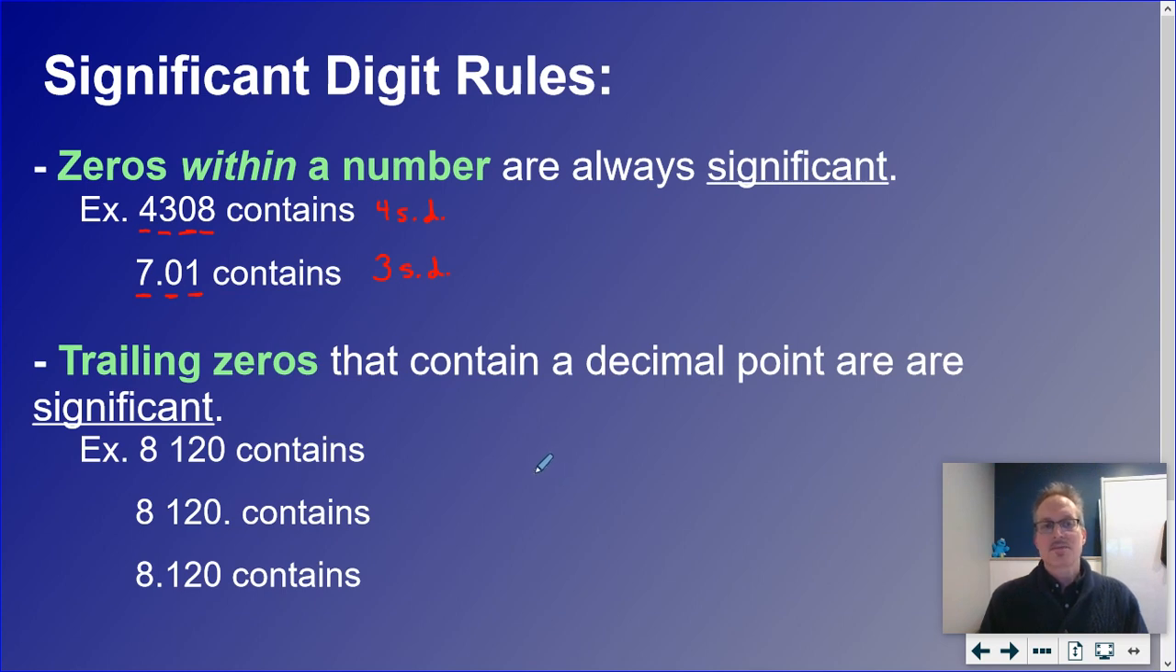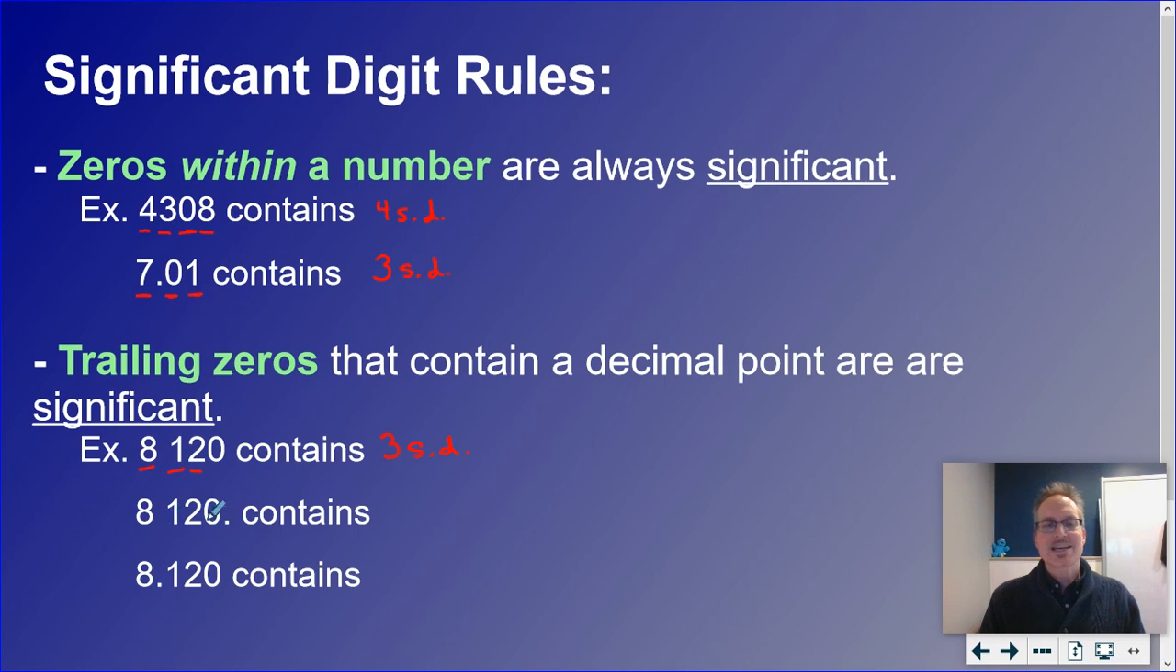Now, there is a third and final rule. Zeros before the number don't count. Zeros sandwiched between the numbers do count. And then there's a little odd rule: zeros at the end of the number are considered significant only if there's a decimal point. If we look at the number 8,120, these three are numbers. Since there is no decimal on this number, the zero at the end does not count. So this number contains only three significant digits.